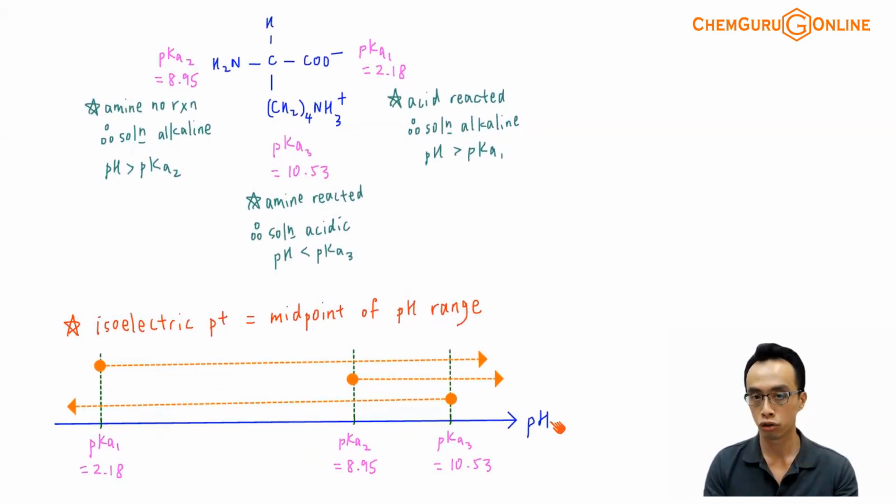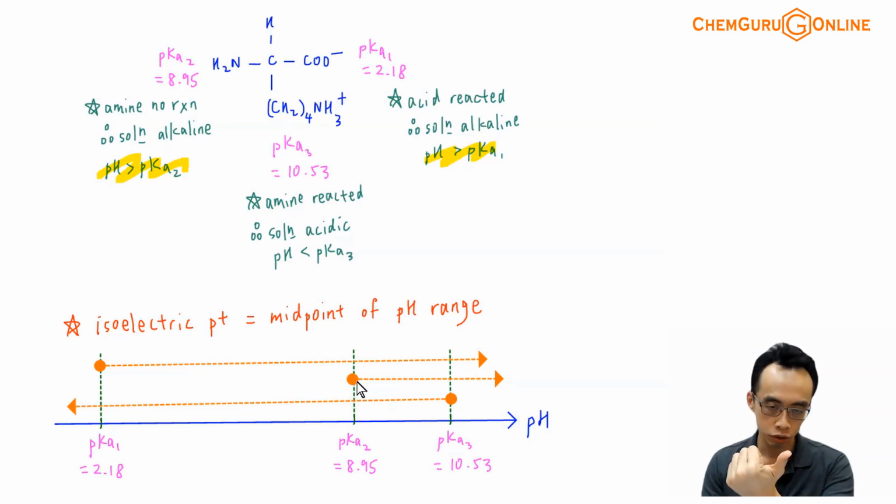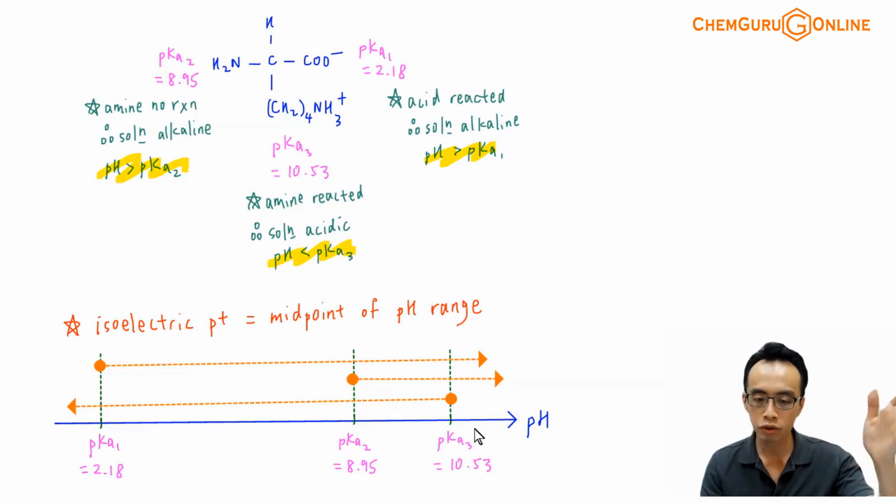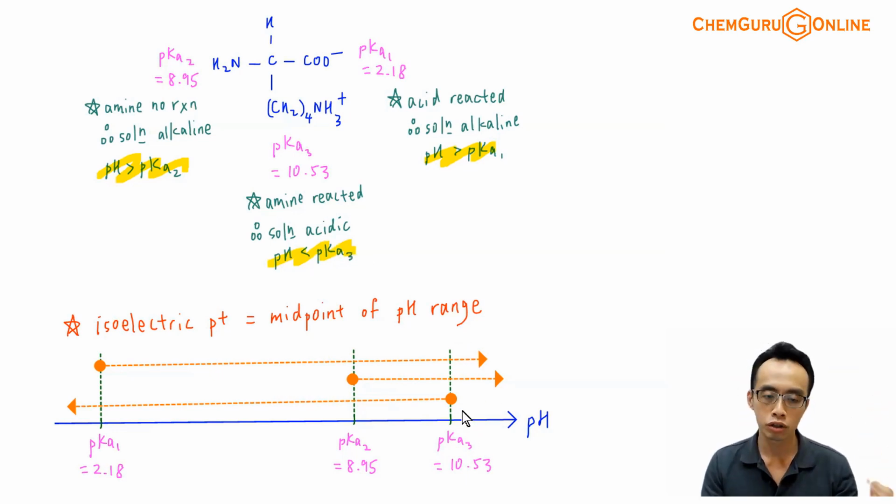Same thing, my pH line is here. pKa1, 2.18. pKa2 is 8.95. pKa3 is 10.53. So the first thing that we have determined, pH must be bigger than pKa1. So pKa1 is here. I draw one line towards the right hand side. Second thing, pH must be bigger than pKa2, alkaline with respect to your alpha amino group. So pKa2 is here, 8.95. pH is bigger, so draw one line towards the right hand side. And finally, pH is smaller than pKa3. So pKa3 is 10.53. pH is smaller than that, so I draw one line towards the left hand side.